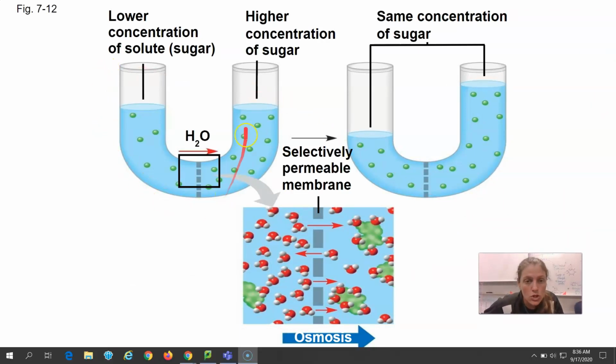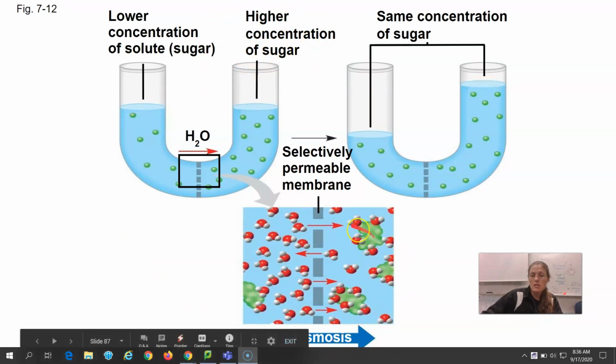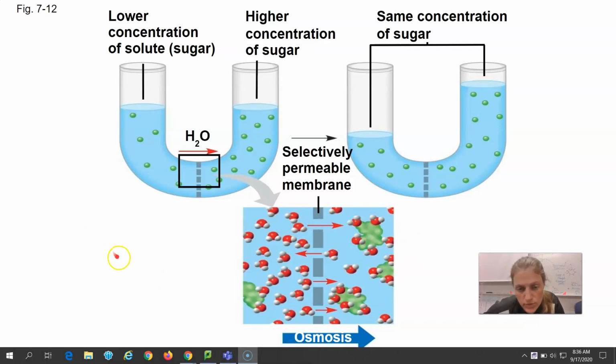Okay, so here's a great little visual. This is called a U-tube right here. A couple things that we notice. First off is we have 1, 2, 3, 4, 5 little dots, little pieces of solute on this side of the U-tube, a semi-permeable membrane separating this side from this side, which has a higher concentration of sugar. Okay, so the first thing I notice is that these green sugar particles are too big to fit through the pores of this membrane, this selectively permeable membrane.